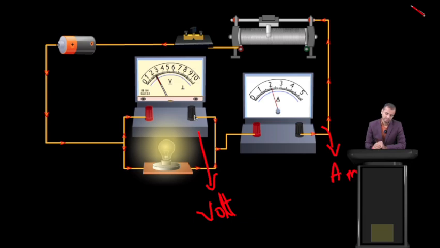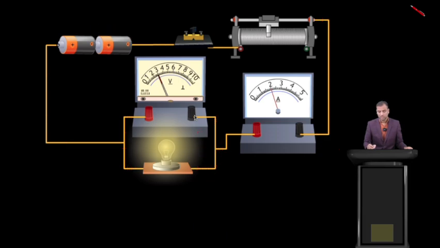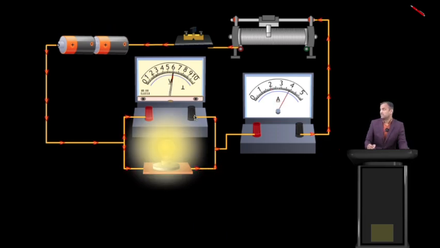Can you tell me what is the use of a voltmeter? Yes, very good. It is used to measure voltage. And what is the use of an ammeter? Very good. It measures the current. So here we are measuring the amount of voltage, the potential difference, and the amount of current.